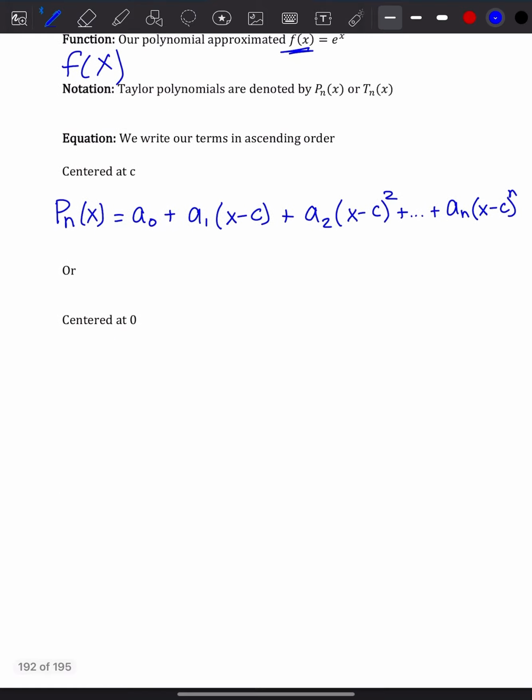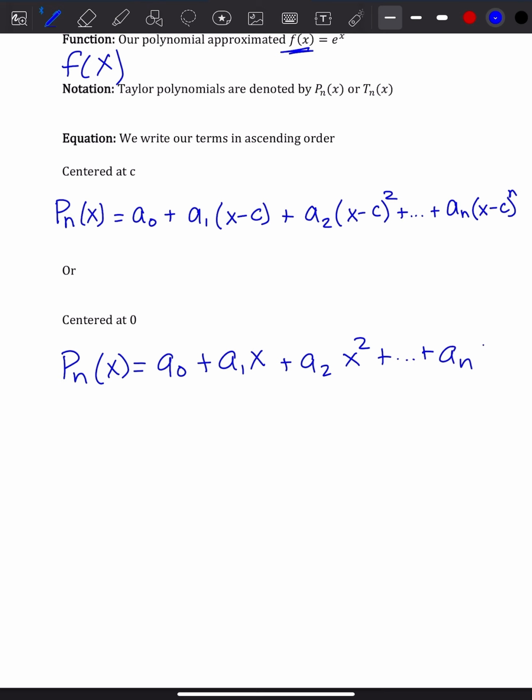On the other hand, if we're centered at 0, it's going to look exactly the same, except for we don't have x minus c, so we just get P sub n is equal to a sub 0 plus a sub 1 x plus a sub 2 x squared all the way until we get to a sub n, x to the n power. So a lot of this right here is kind of just the things that we need for a Taylor polynomial. And we're going to dive more into what these would look like in a little bit.